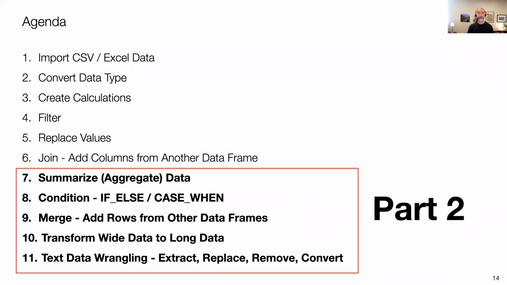Okay. So today, I'd like to cover part 2: how to summarize the data, how to use conditions, how to merge multiple data sets, and how to transform the data from wide data to long data. I'm going to talk about what wide data and long data are in a second. And the last one, not least, is text data wrangling. This actually consumes a lot of time when you want to visualize or analyze, so I'd like to cover that as well.